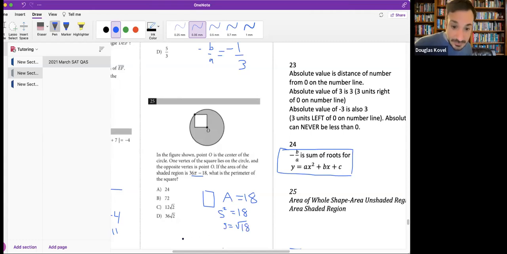And then the question wants me to find perimeter. This formula they don't give you, but perimeter, remember, is all the sides added together, which in the case of a square is just 4 times the side length. So it'd be 4 radical 18, and that would be correct. You might notice it's not a choice.